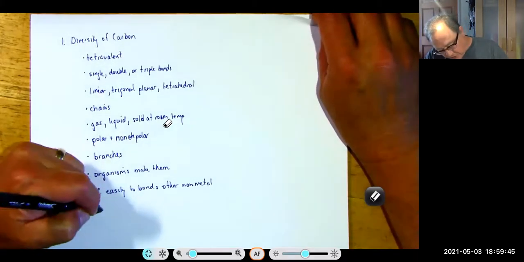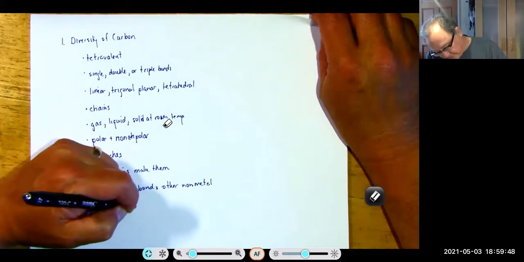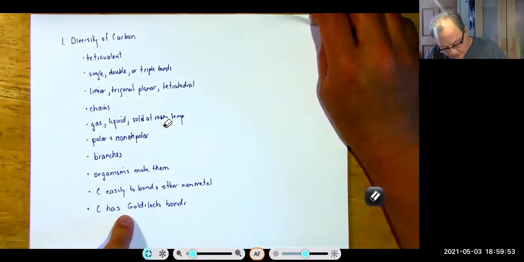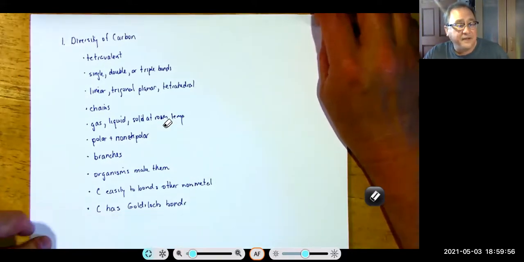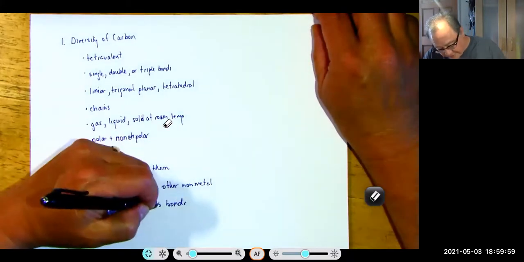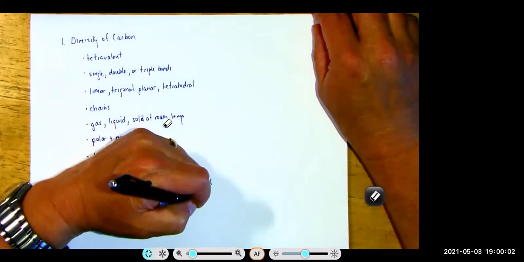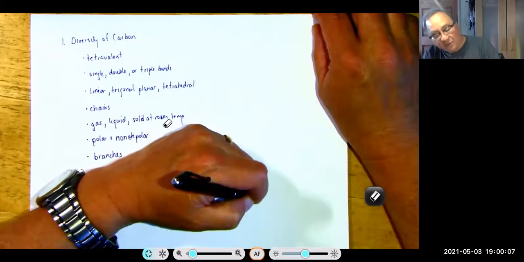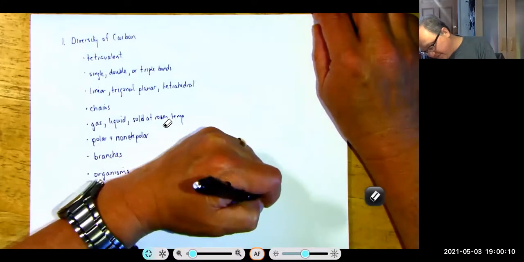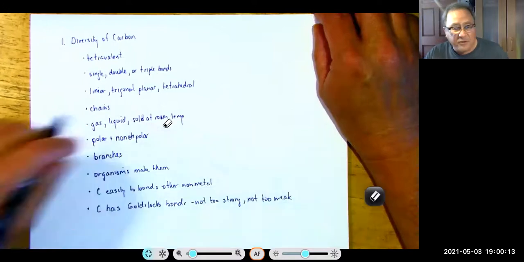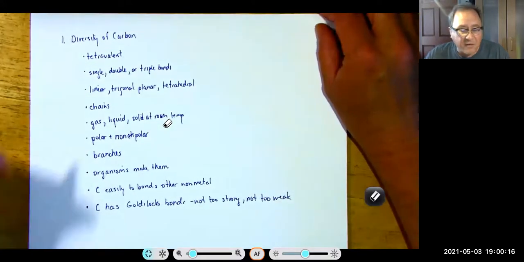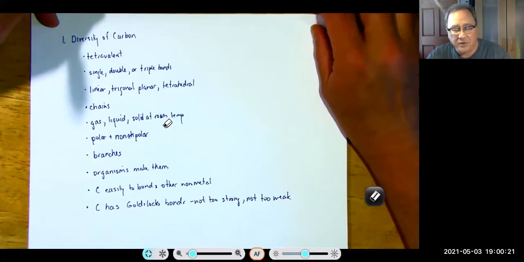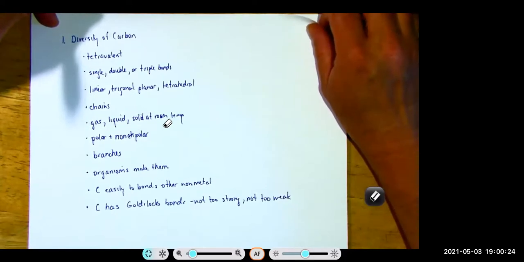Oh, carbon has Goldilocks bonds. And this is probably more of a question: why is carbon so important to life? It's got the Goldilocks bonds. Now, what does that mean? Not too strong, not too weak. Just right. Because if they were too strong, organisms would be made out of rocks that would never change. And if they were too weak, there would never be enough structure to make an organism. You with me? Okay.